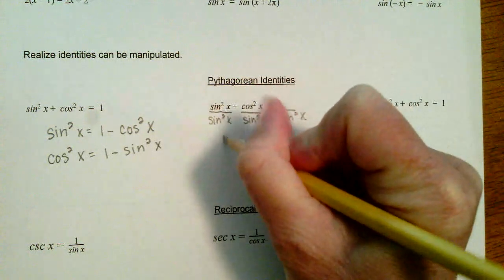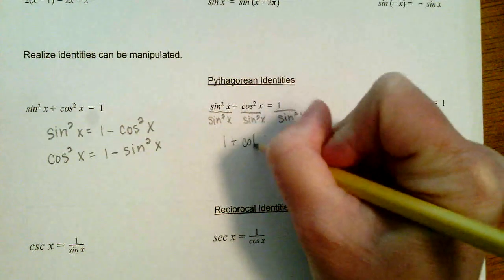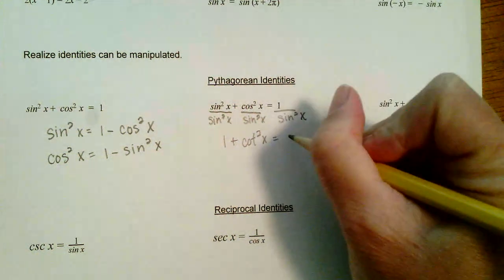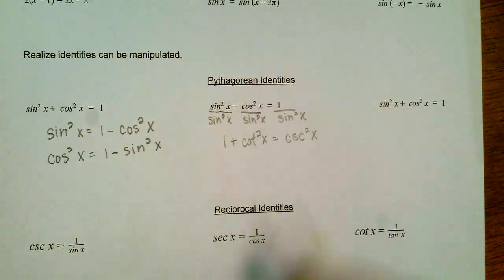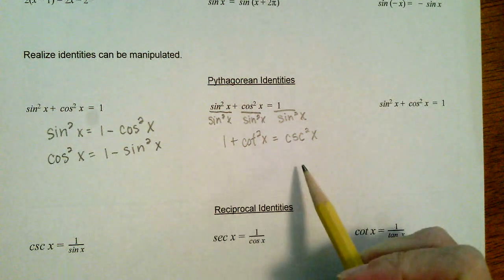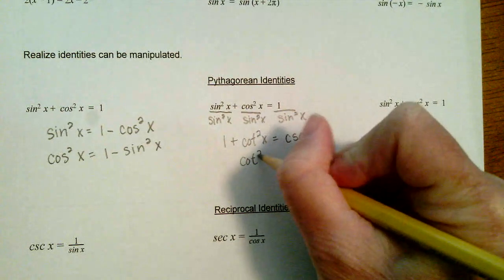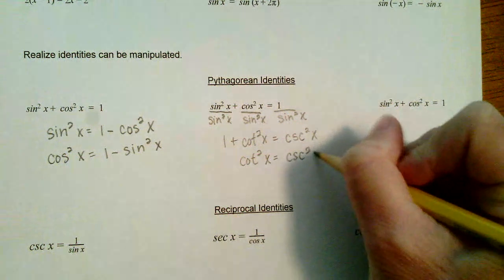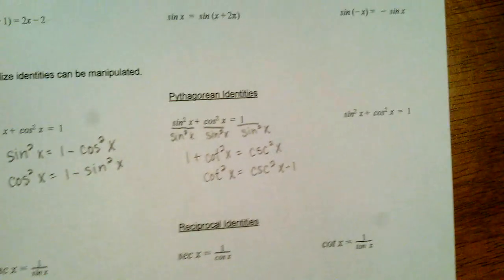I'm going to get 1 plus cosine over sine, which is cotangent, and 1 over sine, which is cosecant. Okay, and this can be manipulated the same way. If we subtract 1 from both sides, we can see that cotangent squared of x is equal to cosecant squared x minus 1. Okay, and there are other ways to manipulate this as well.